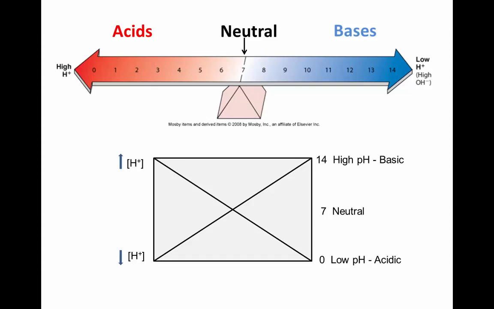Let's review. High hydrogen ion concentrations will have a low pH reading. These are acids. Low hydrogen ion concentrations have a high pH reading. These are bases. When hydrogen ion concentration equals hydroxide ion concentration, the pH reading is at 7, neutral, neither an acid nor a base. This concludes the basic chemistry tutorial.